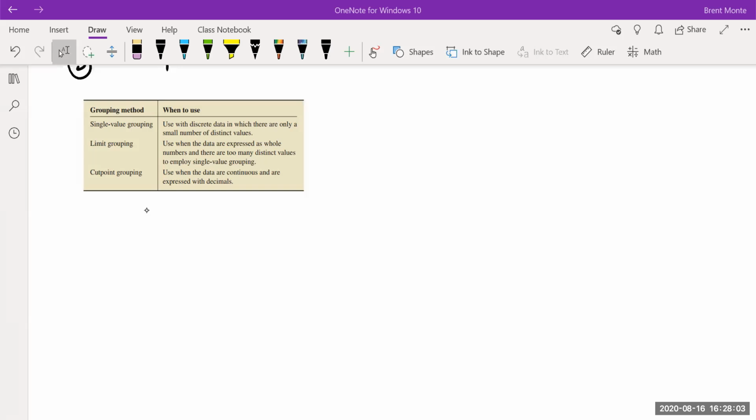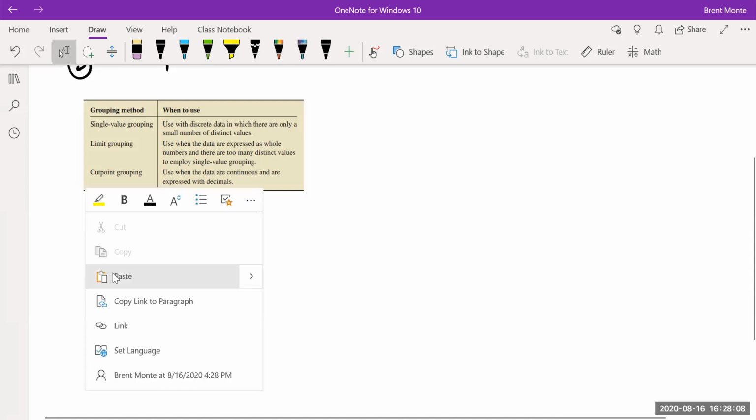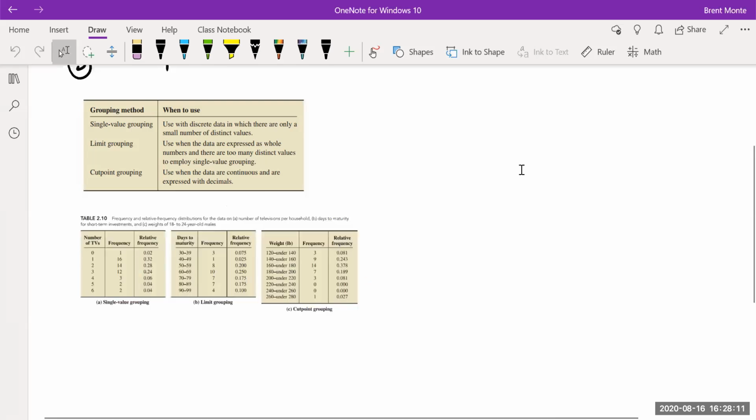All right, so here's my example. Okay, so this is another table out of the book. Number of TVs somebody has in their house, and they give you the frequency. Well, it's discrete data, and there's only a few different numbers, 0 through 6. There's 7 different possible numbers. So they give the frequency and the relative frequency, but notice the frequency is just how many people had 0 TVs, how many people had 1 TV, 2 TVs. So we can use single value grouping because it's discrete data. There's not too many of them.